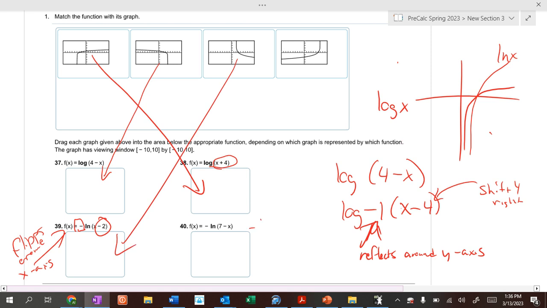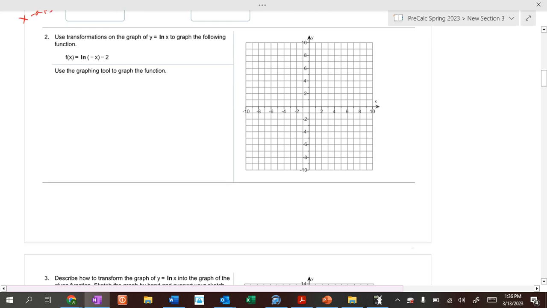7 minus x, negative ln, negative 1 times x minus 7. So this flips around the x-axis. This flips around the y-axis. And this moves it 7 to the right, which is that one. Flips around, because it takes this, flips around the x, flips around the y, and then moves 7 that way. Okay, so you'll be doing some of that today.